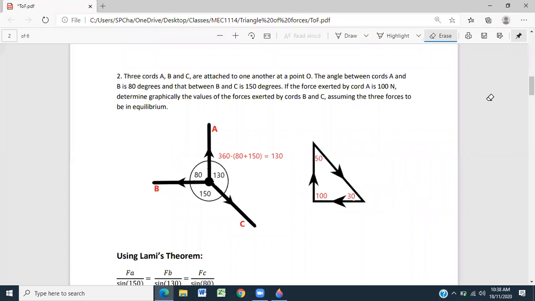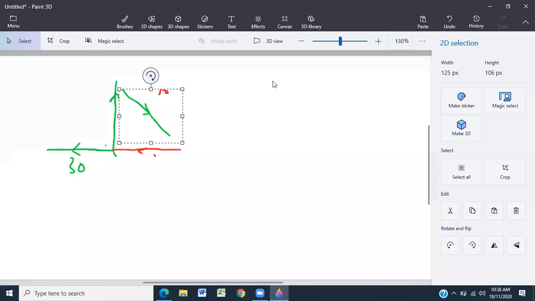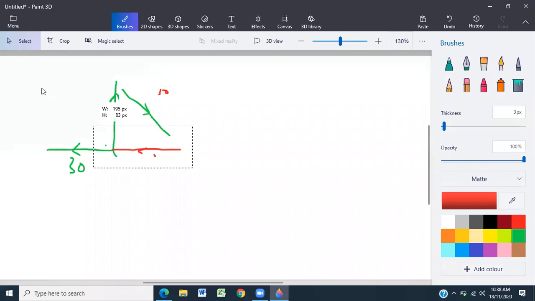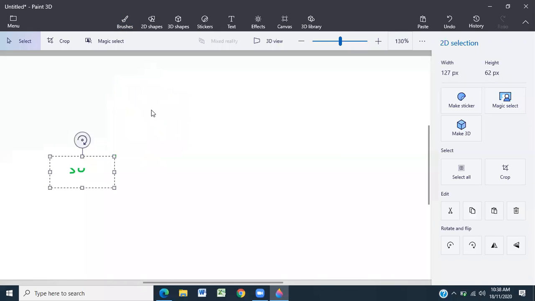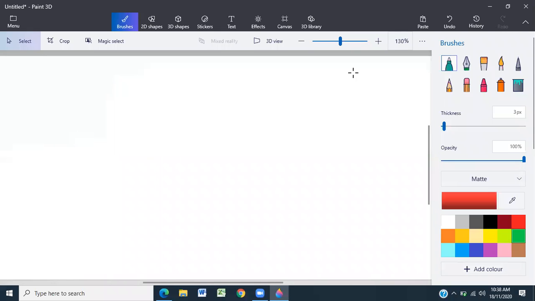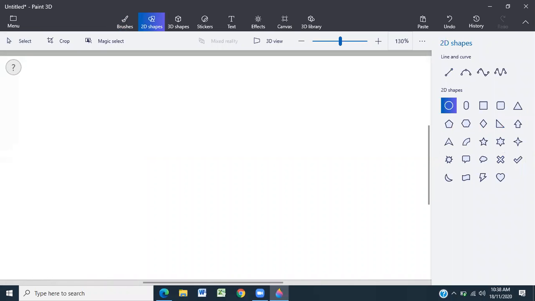Now, right off the bat, we see 80 degrees, 150 degrees. So we know it's not a right angle triangle. So we know that with triangles that aren't right angle, we can't use Pythagoras' theorem, right? With right angle triangles, we have Pythagoras' theorem and the trig ratios, sine over opposite, hypotenuse, and whatnot, right? But for triangles that aren't right angle, right?